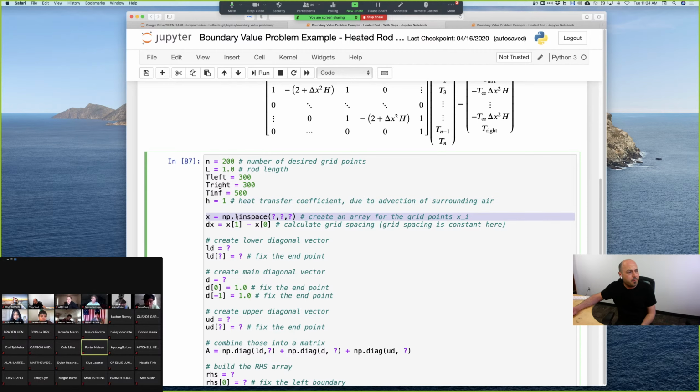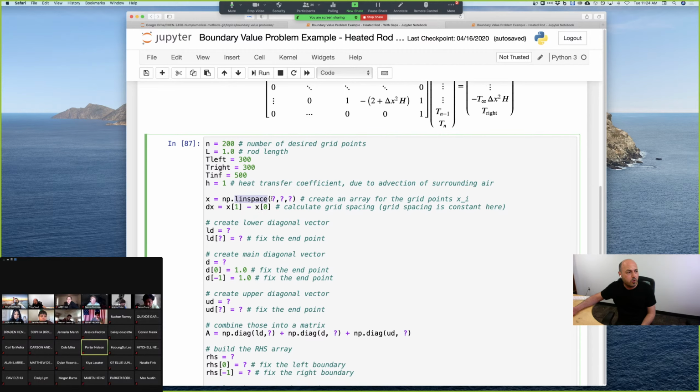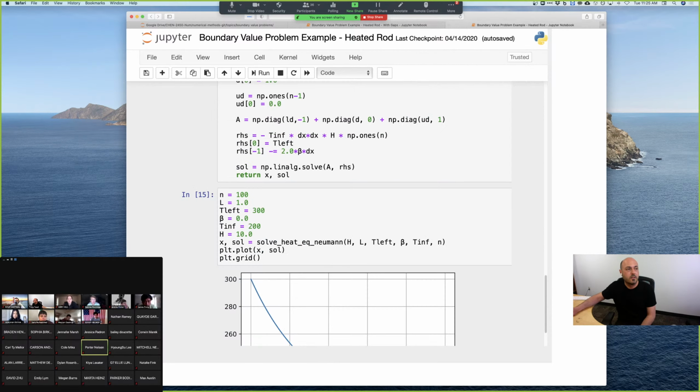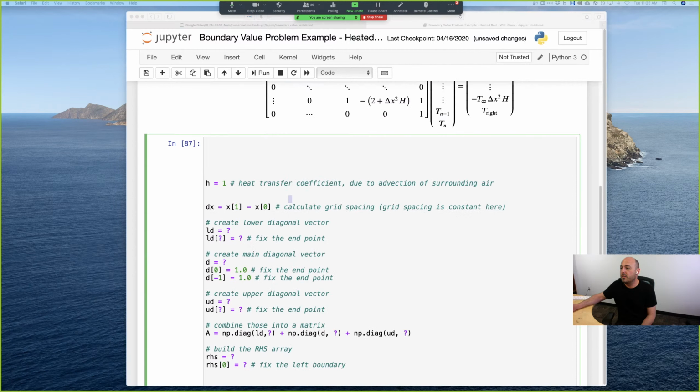Now the first step is to do a linspace for the rod. So let's go from 0 to L. But how many points? This is going to give us delta x, right? So how many points would you put in here?